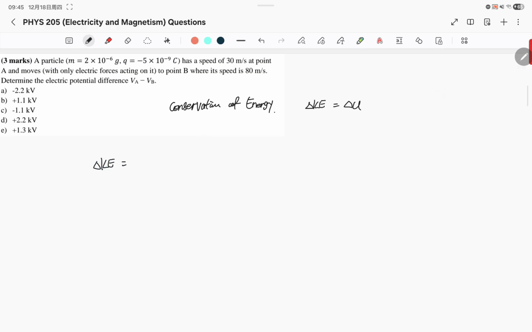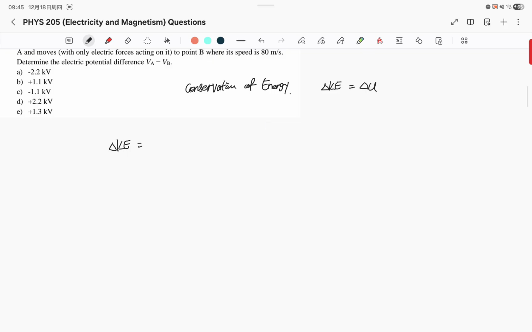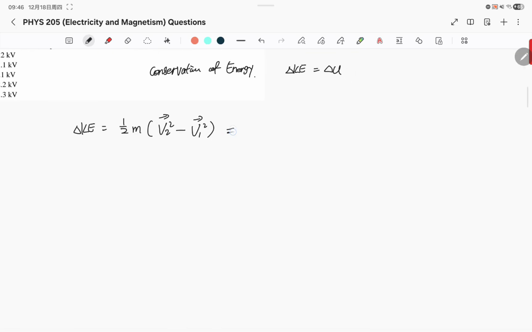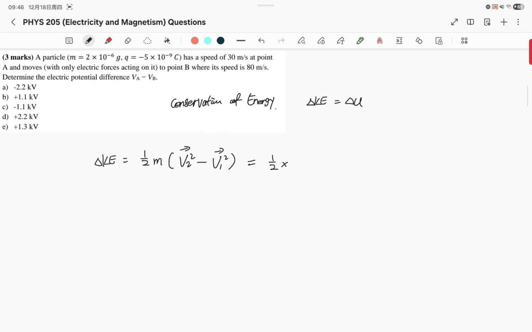Since we're given velocity, we can do delta KE. Remember, for KE, the formula is 1/2 times mass times velocity squared. And now we're looking for the delta, the difference. So that's 1/2 m times v2 squared minus v1 squared. Plugging in the numbers we're given, pay attention that mass is measured in kilograms, and in the question statement we're given grams. So we need to do a bit of unit conversion to convert grams into kilograms.